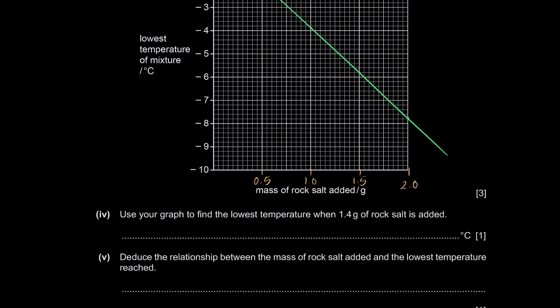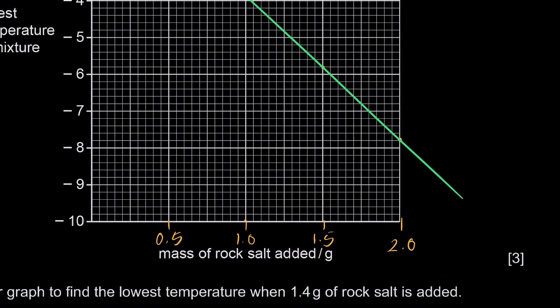Okay. Use your graph to find the lowest temperature when 1.4 grams of rock salt is added. 1.4, where will that be? I think 1.4 is going to be here exactly. Why do I say that? Because 2 of these squares is equal to 0.1 grams. And that's 0.1, that's 0.2, that's 0.3, that is 0.4 where the question's asking, and that's 0.5, so it makes sense. I go all the way here, tracing this line, it's coming over here, and it's over here.